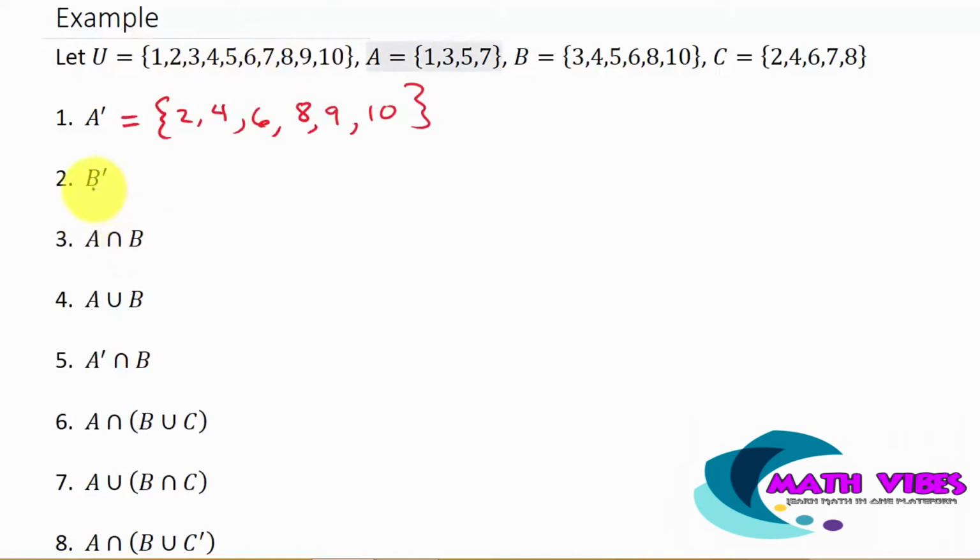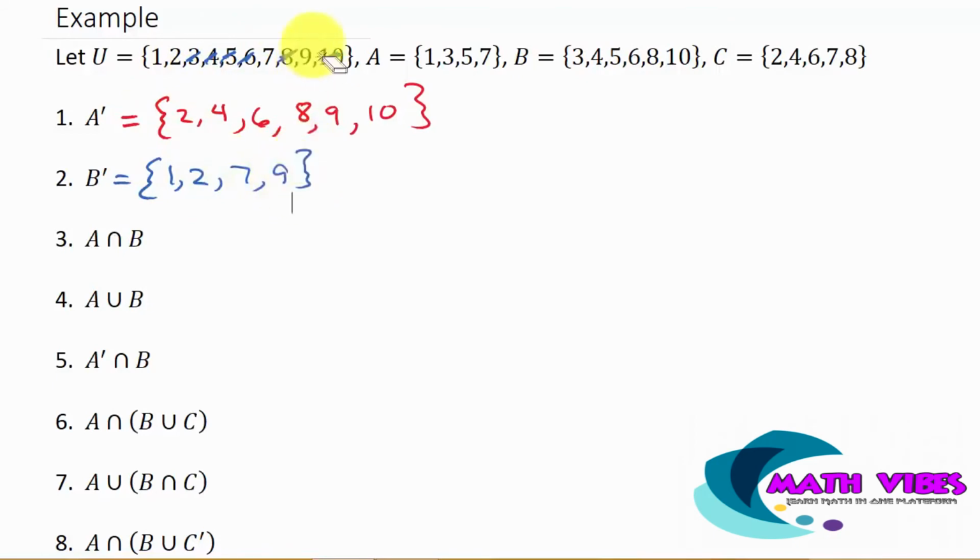Okay, now we solve B complement. For B complement, we look at the universal set and set B. Set B contains 3, 4, 5, 6, 8, 10. So all these elements are removed from the universal set, and the remaining elements are the answer of B complement.